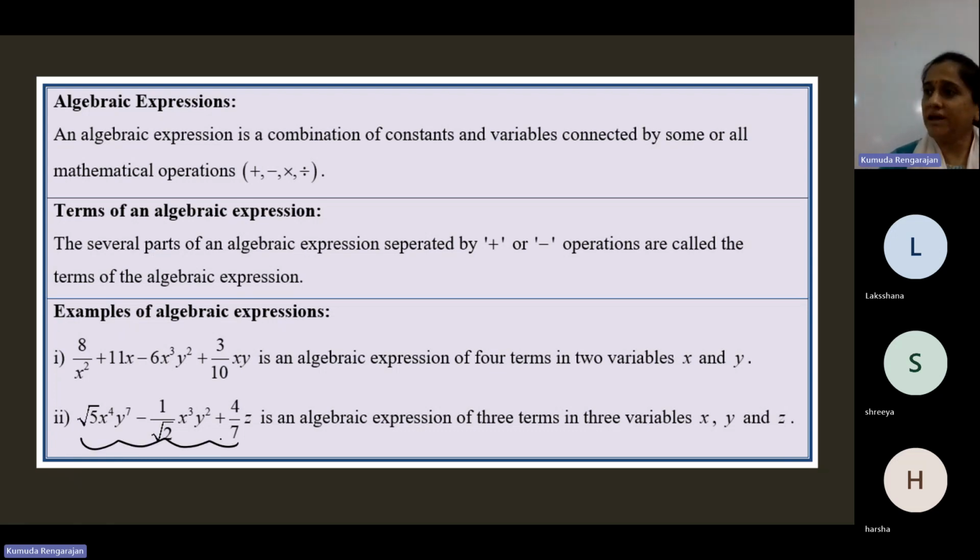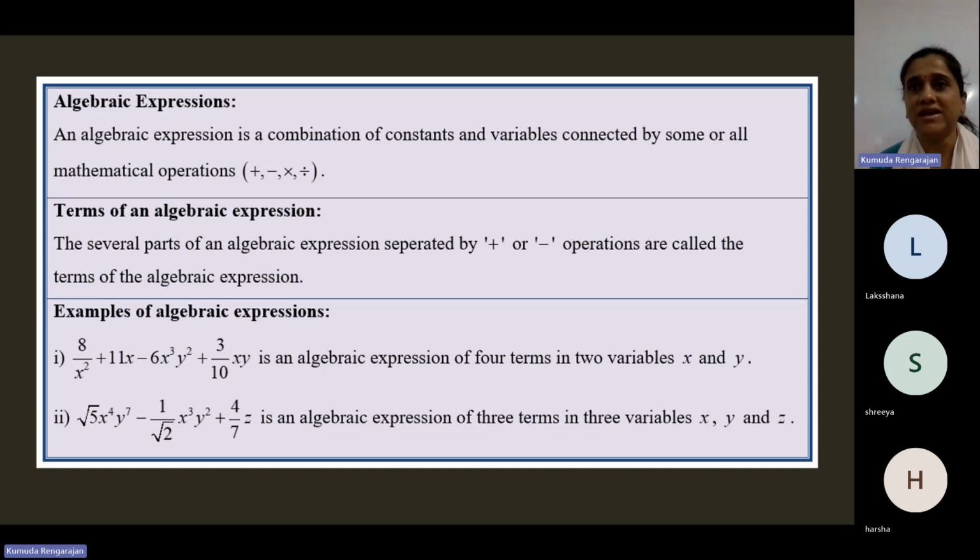The second one is also an example of an algebraic expression. Let's see if it's a polynomial. All right. So this is the first term. It has two variables, x and y. The power of x is 4, whole number. The power of y is 7, whole number. Good. Second term, we have 1 by root 2. We are not looking at all that. 1 by root 2 is not relevant to our check here, right? We are checking on the powers of the variables in every term.